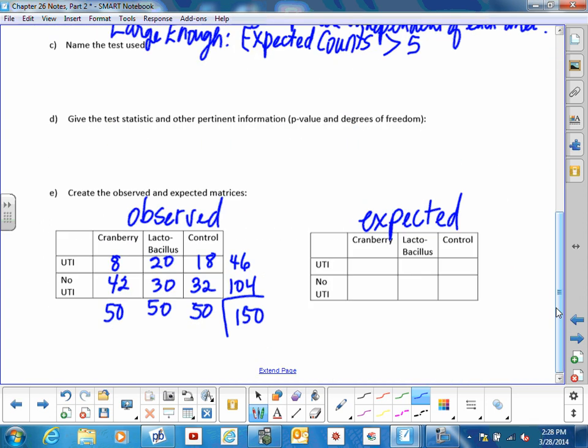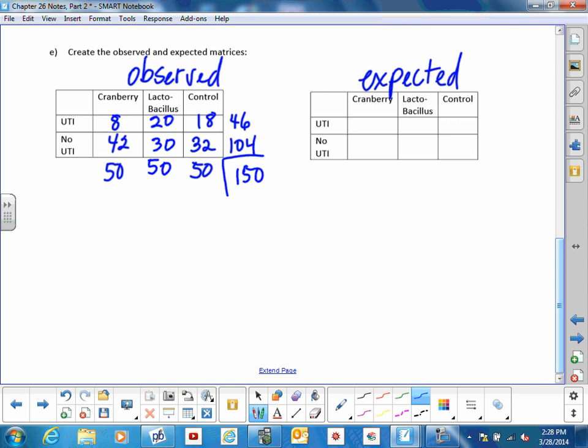So let's do that for each one of these cells. So let's do this cell here. Let's find what this is expected to be if everything was happening at the same rate. So let's do the row total, which is 46, times the column total, which is 50, divided by the total total of 150. That gives us 15.3. Okay, so that's the rate that they would be happening at.